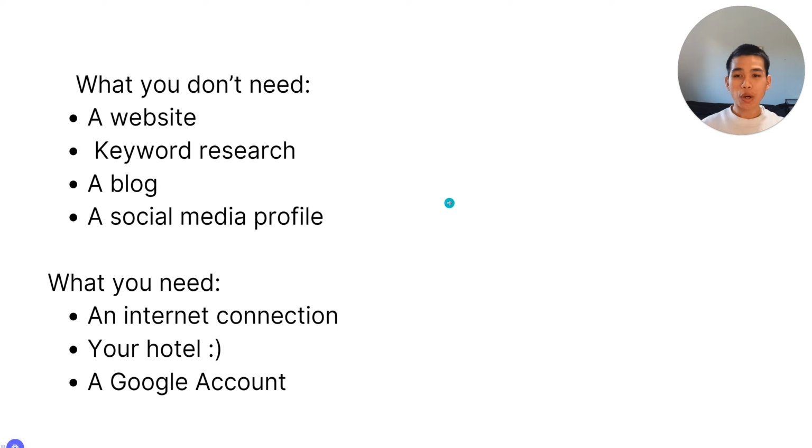So here's what you don't need in order to rank your hotel business on Google. You don't need a website, you don't need keyword research, you don't need a blog page, and you don't even need a social media profile. So all you need is an internet connection, which I assume you have if you're watching this video, your hotel details and all the contact information, and thirdly, a Google account. So pretty simple and straightforward, right?